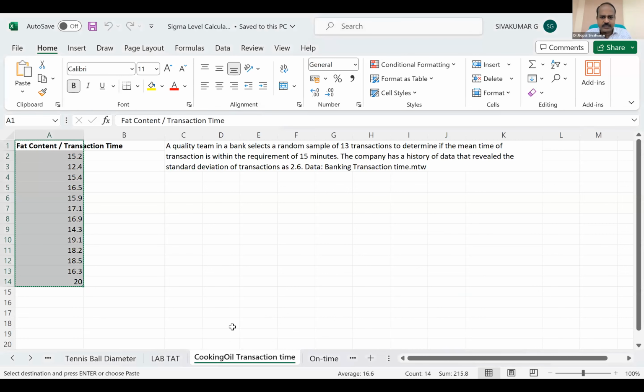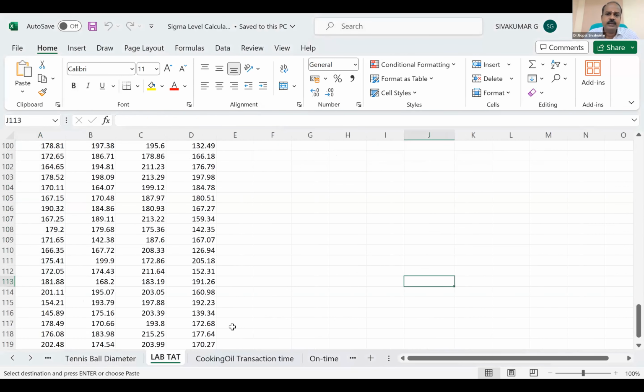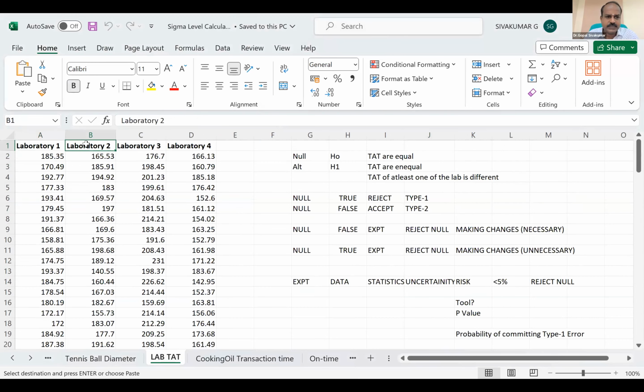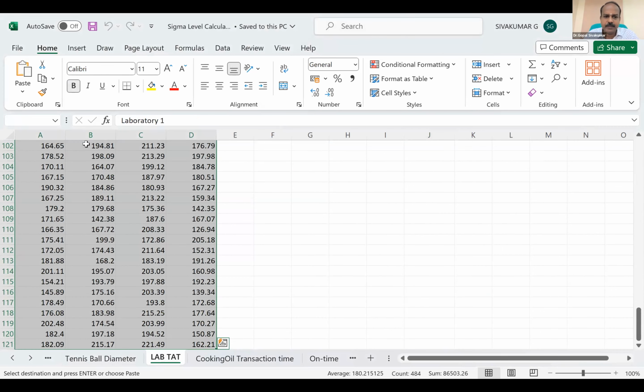So now, let us take another scenario. Similarly, cooking oil A compared against cooking oil B, that will be a 2 sample t-test. I am showing you the same Excel file again. Look here, laboratory turnaround time. How many laboratories are here? 4 laboratories. Let's say you are the chief of the hospital. There are 4 laboratories you maintain, or you are the chief of a particular pharmaceutical industry. And within your industry, you have 4 laboratories performing the same diagnosis. Some test is getting performed.